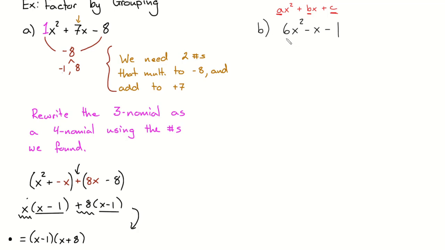All right. So A is 6. I'm cool with that. What is C? All right. So C is -1. I'm going to multiply them.